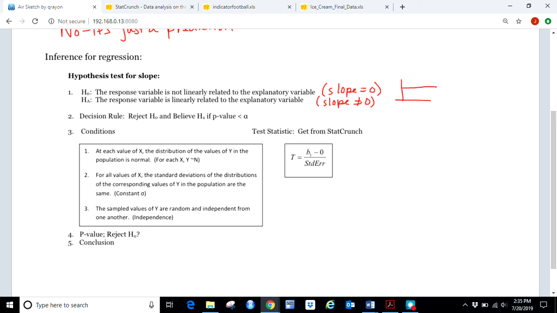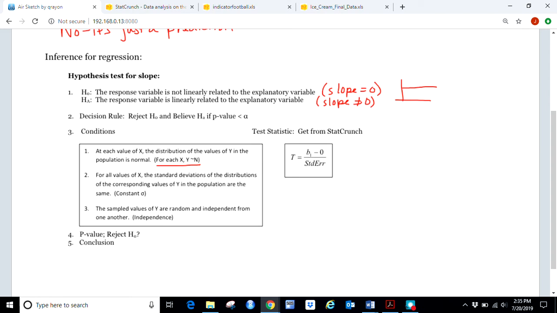Step 3 is our other big place where things change. Let's first talk through those conditions. First, written out, you have the long version of the condition, versus in the parentheses here, you have the shorter version of the condition. So our first condition is normality. At each value of x, the distribution of y is normal. So we need things to be normal.